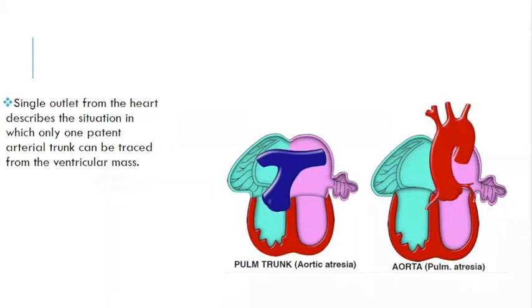Single outlet from the heart describes the situation in which only one patent arterial trunk can be traced from the ventricular mass, which can be either aortic or pulmonary. As shown here, in case of aortic atresia, we have only one pulmonary trunk connected to the RV, and in case of pulmonary atresia we have only one arterial trunk connected to the ventricle.